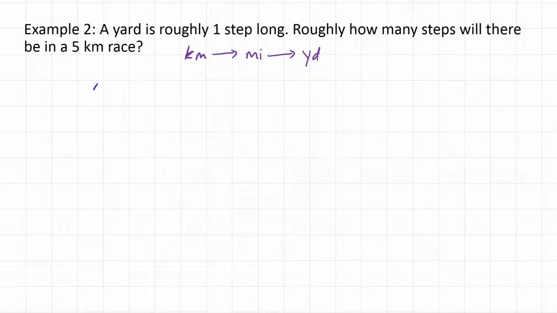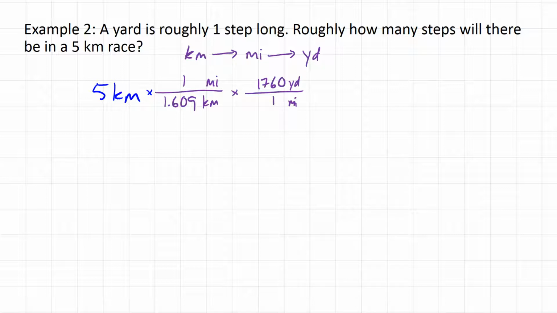So we're starting with 5 kilometers. And first we're going to turn that into miles. So times a fraction, we need kilometers on the bottom, miles on top. And for every 1 mile, there's about 1.609 kilometers. Then we go from miles into yards. So miles on the bottom, yards on the top, and there's 1,760 yards for every 1 mile.